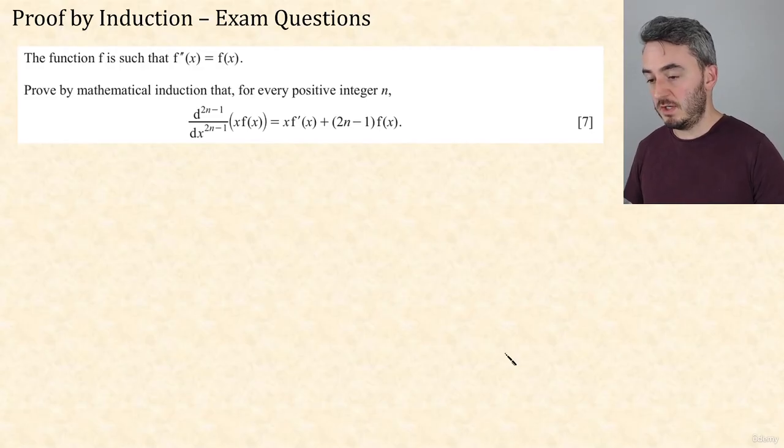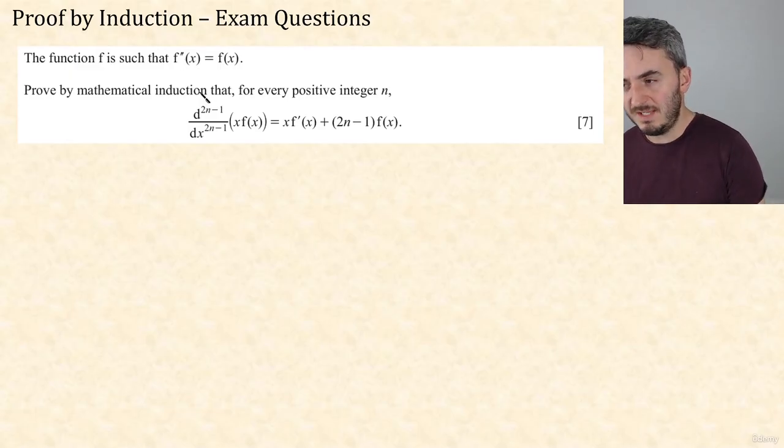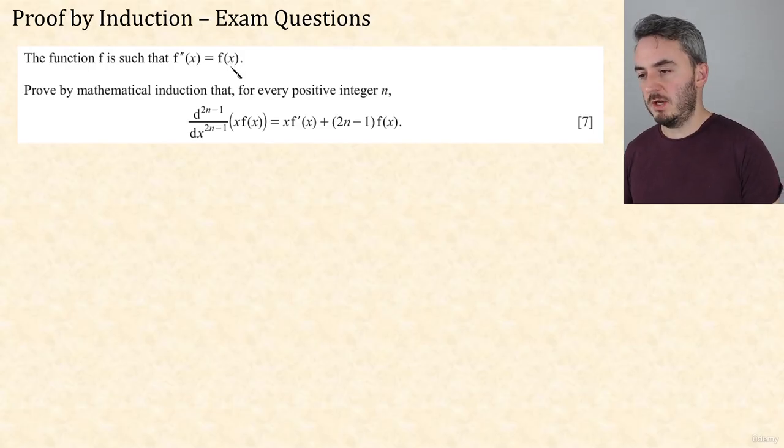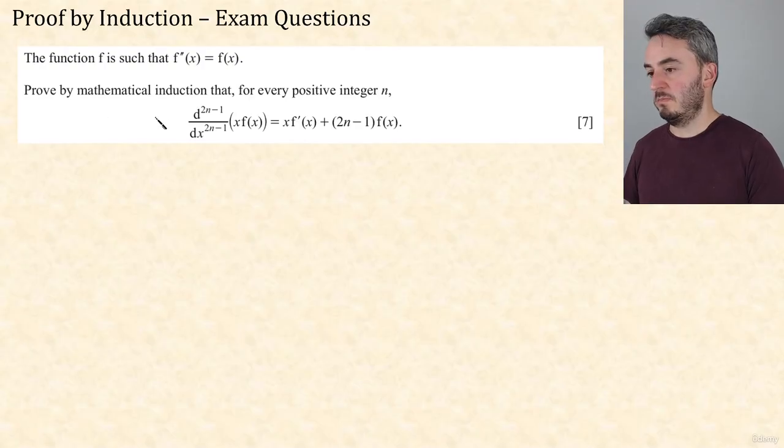Okay, now a differentiation one. So again, have a go at this yourself. This is a little bit more general than ones we've seen before. A function is defined such that the second derivative is equal to the original function. You could have a think about what sort of function that would be. It doesn't really matter for this, but the solutions are something like e^x and e^(-x), multiples of those. But we're not going to use that fact here. Prove by mathematical induction that for every positive integer n, this is true.